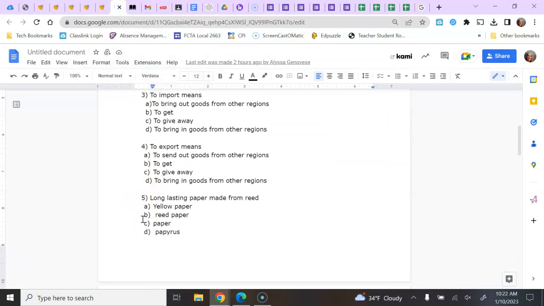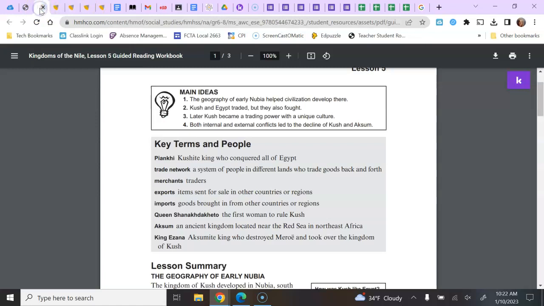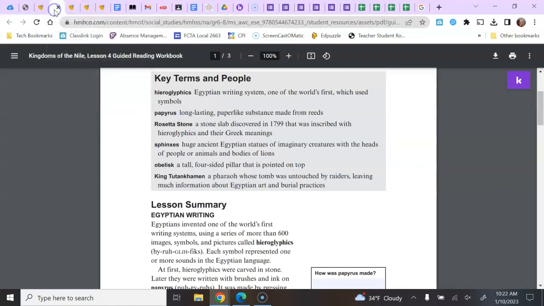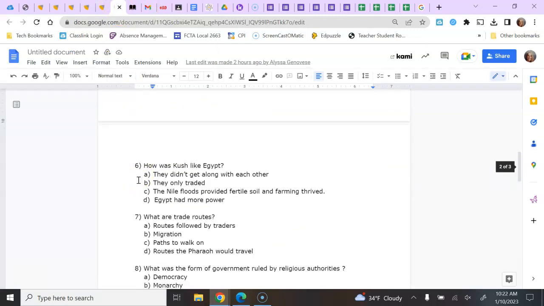Number 5, long-lasting paper made from reed. Is it yellow paper, reed paper, or papyrus? Again, you're going to use, it is not 5. It is 4. Lesson number 4 is where you will find long-lasting paper-like substance made from reed is called what? That is question number 5.